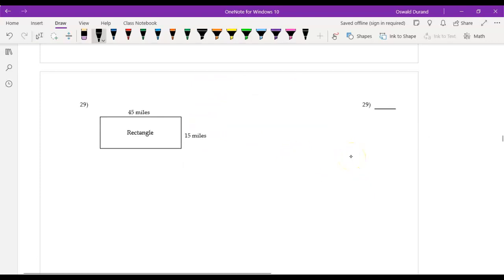What is the perimeter? Well, a rectangle will have two different sides, a length and a width. Here for 15, these two sides are 15 miles, right? Those are the width. And for the length, these two sides are the same, and here, these two sides are the same, 45 miles. Okay? So if I'm looking for the perimeter, I need to add these two lengths, and that's 45 times 2. You can put it like that, or you can put 45 plus 45. And then you add the other two sides, which are 15 miles times 2.